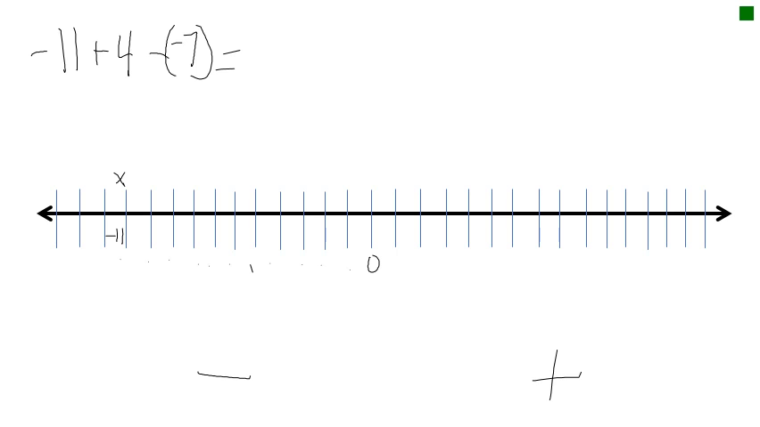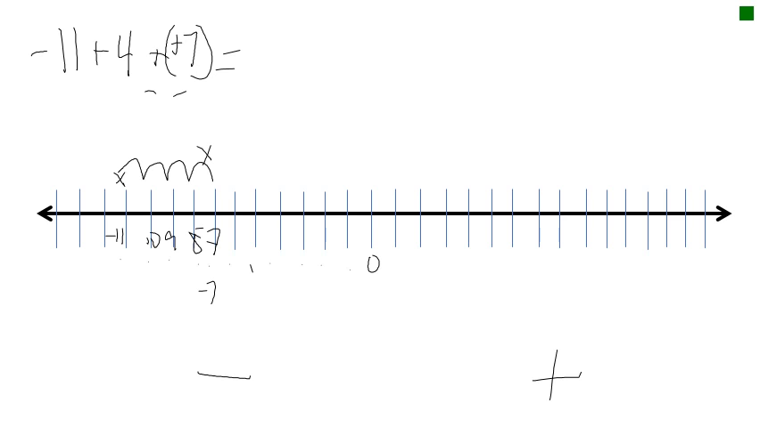It's our starting point. We're going to add 4. It's a positive, so we're going to move to the right 4 spaces. 1, 2, 3, 4. Alright, so that should be 10, 9, 8, 7. So we're now sitting at negative 7. Okay, so we're going to subtract a negative 7, that's a double negative.